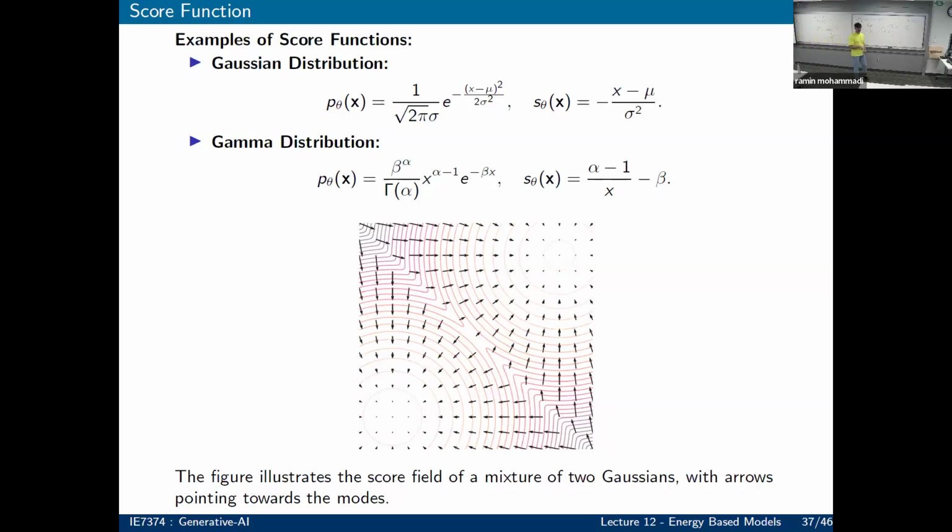What does it tell you? Long arrows tell you that you need to go a lot, you are so far from the high density region. What do small arrows tell you? You are close to the high density region. Why do we care? If your goal is to generate an image, you want to generate it from the high density region, to be able to get a realistic image.